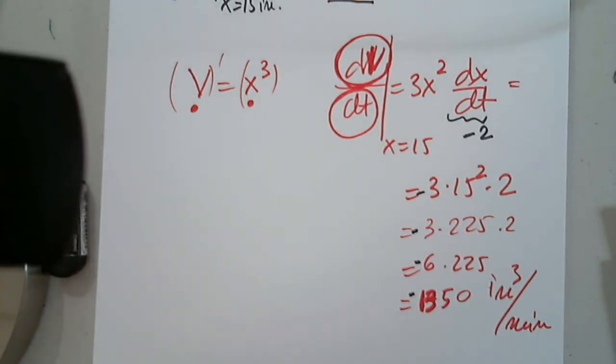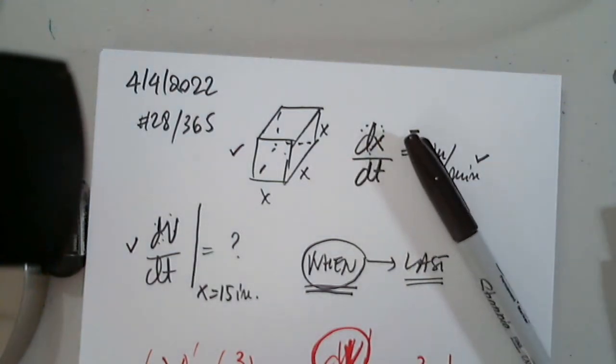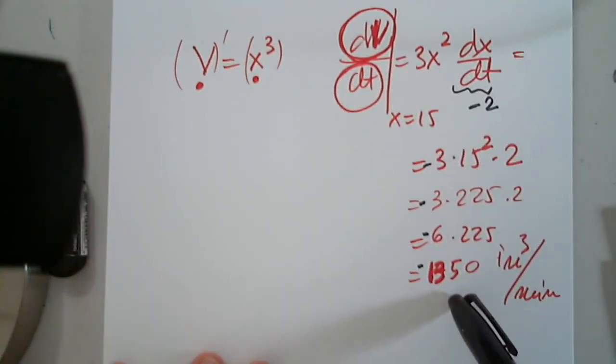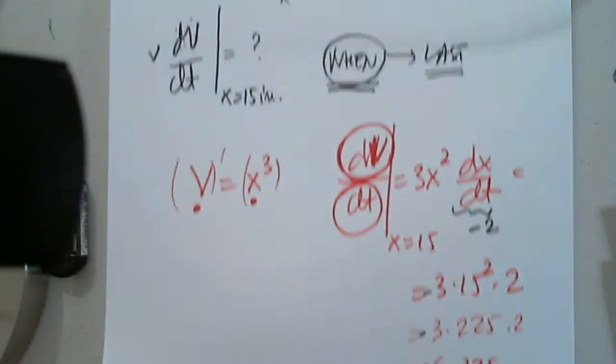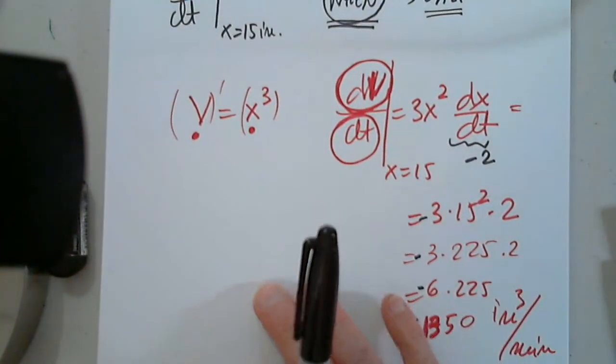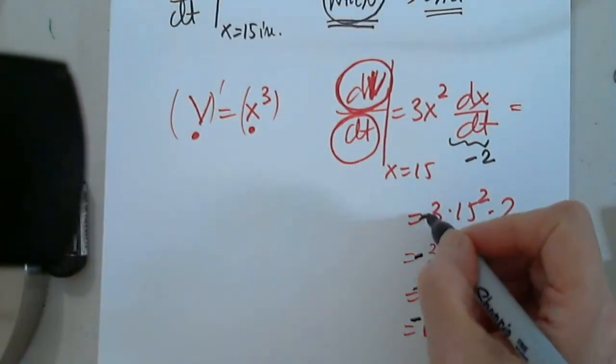Of course, the volume is melting, so it clearly states it's decreasing. Let me read the problem one more time. Each side is shrinking. Absolutely. Because it's shrinking, this is negative. Because this is negative, this will automatically be negative. The word shrinking got me this time. I should have put the minus because shrinking is very clear. It's melting. Thank you.